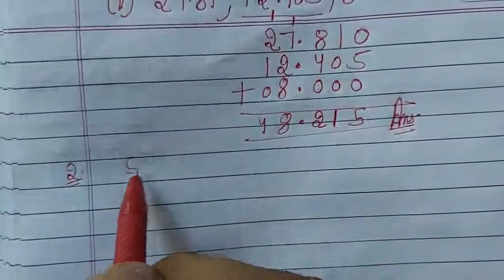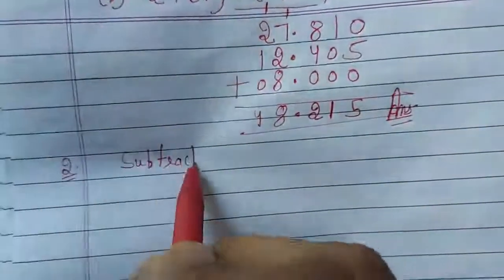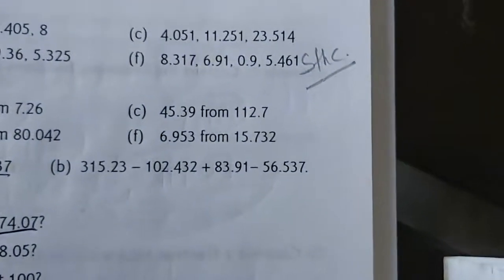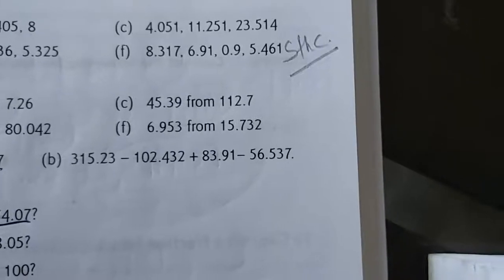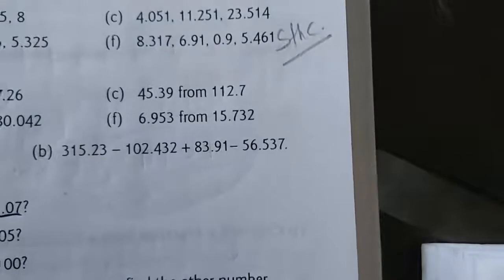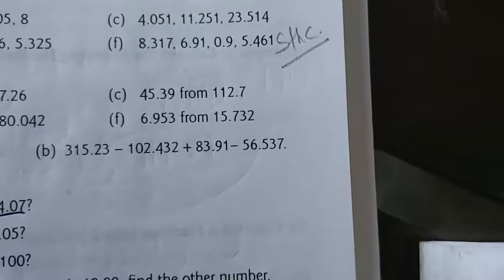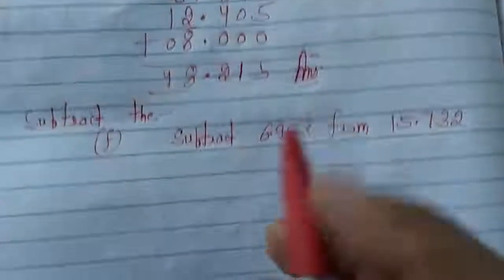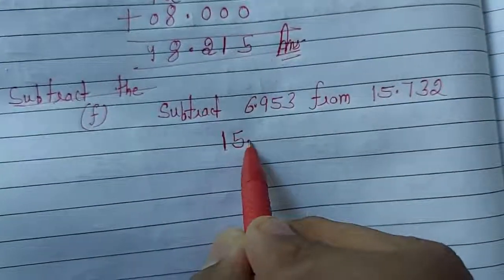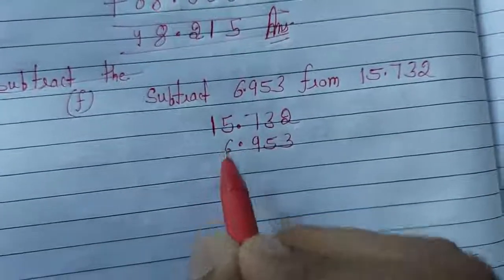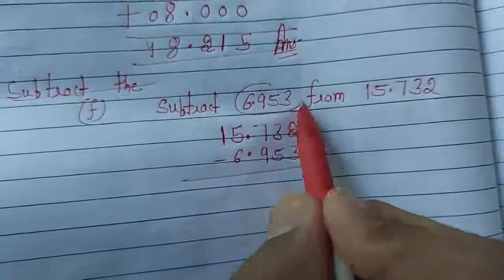Subtract the following. So you will get a game from this F part. We will practice. The sum says subtract 6.953 from 15.732. So there is a number 15.732. You have to subtract this number. Okay, I've told you, but you have to write this below and this upward.